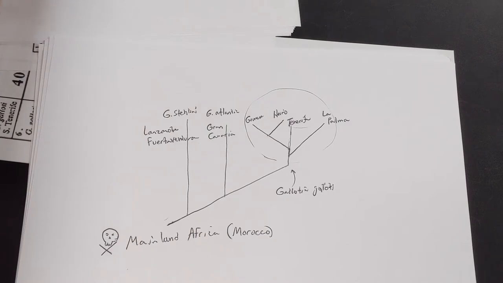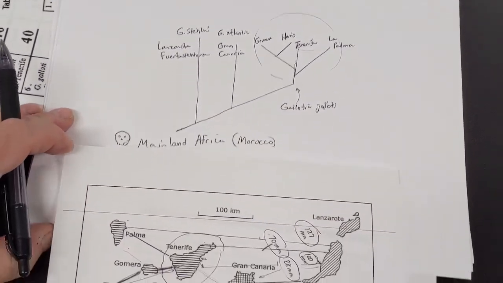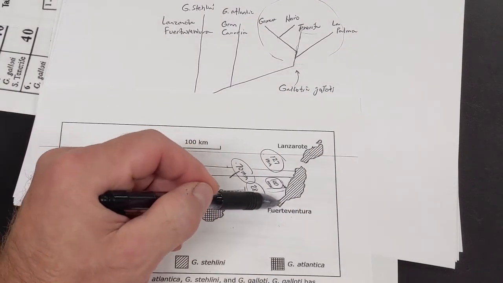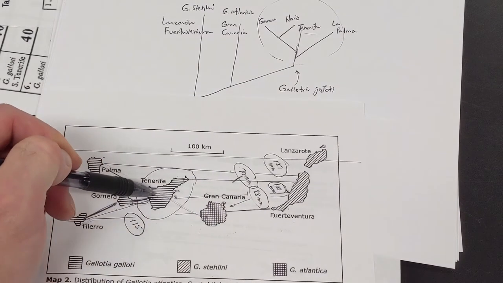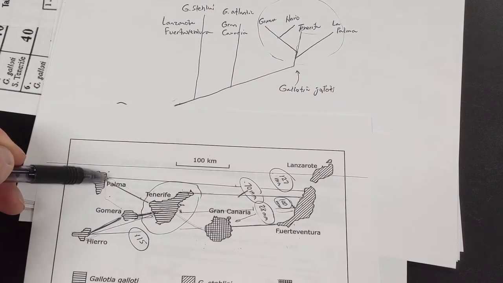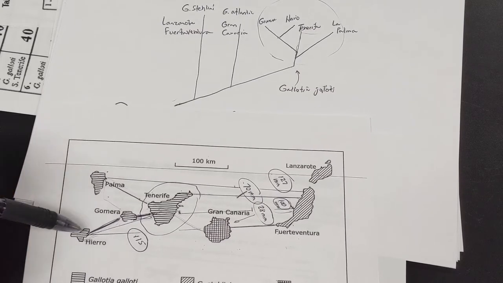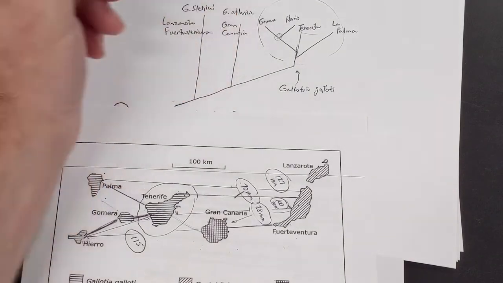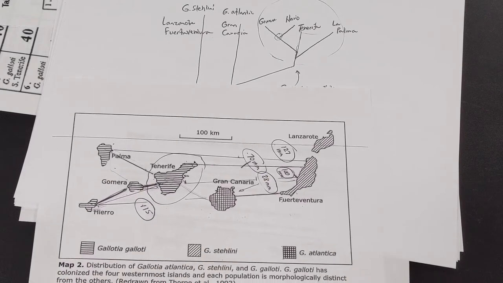Okay, so if I look at my map again, what I'm effectively saying is that I believe the lizards came from the mainland and they went here, and then from here they went here, and from here they went to Tenerife, but from Tenerife there was a split, and one of the splits put them at La Palma and the other split put them at Gomera and then Hero. And so you can see that Gomera-Hero split right here. So that's basically how to do a phylogenetic tree. Now we're going to add more data.